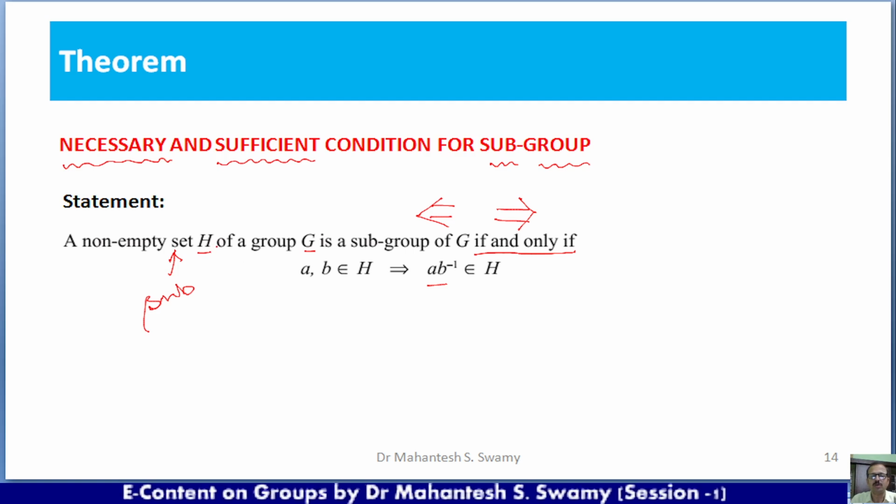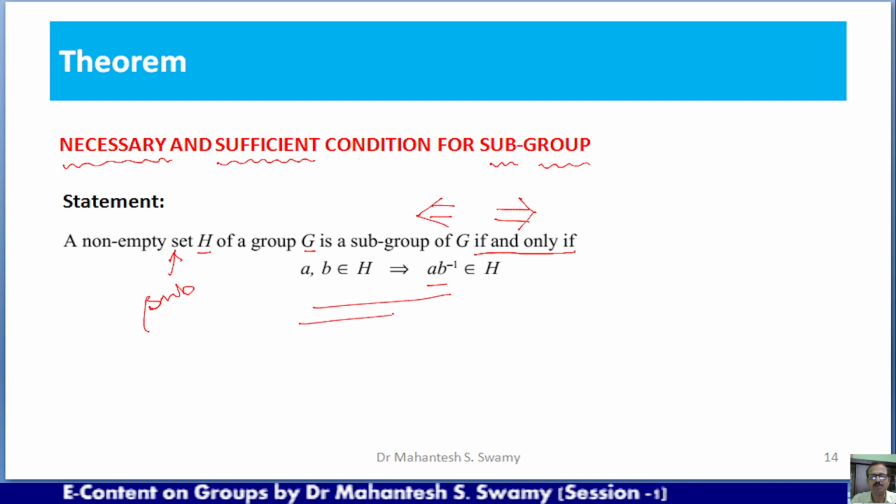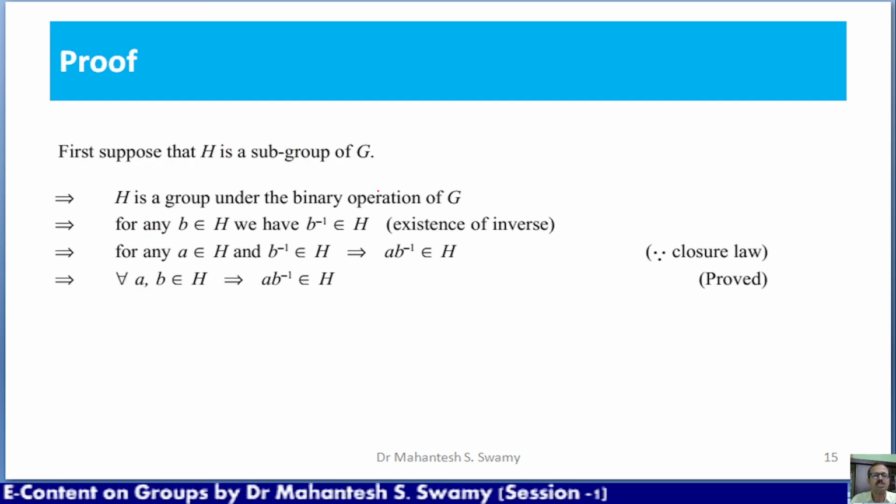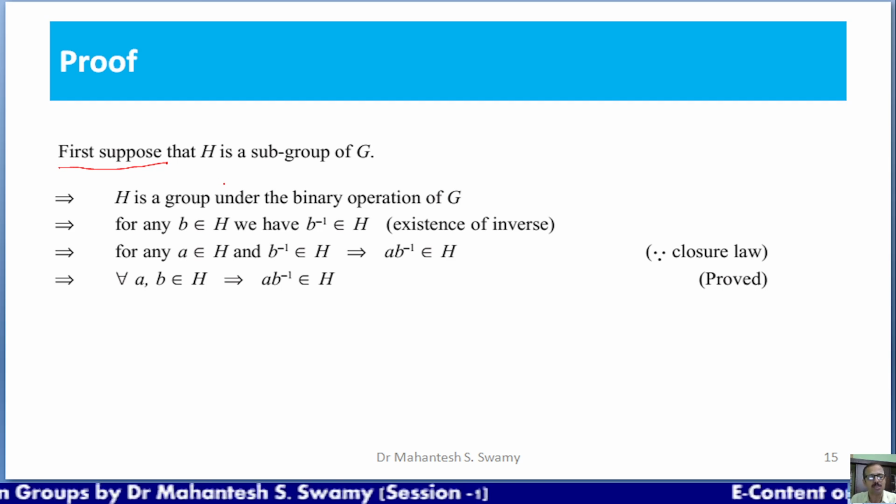So please understand the statement. If H is a subgroup, this must be valid. If this is valid, H must be a subgroup. So that we have to prove like this. First, suppose that. We shall always consider this first: whenever we have an if and only if type of result to be proved, we consider in the beginning, first suppose that H is a subgroup. We first assume that H is a subgroup of G.